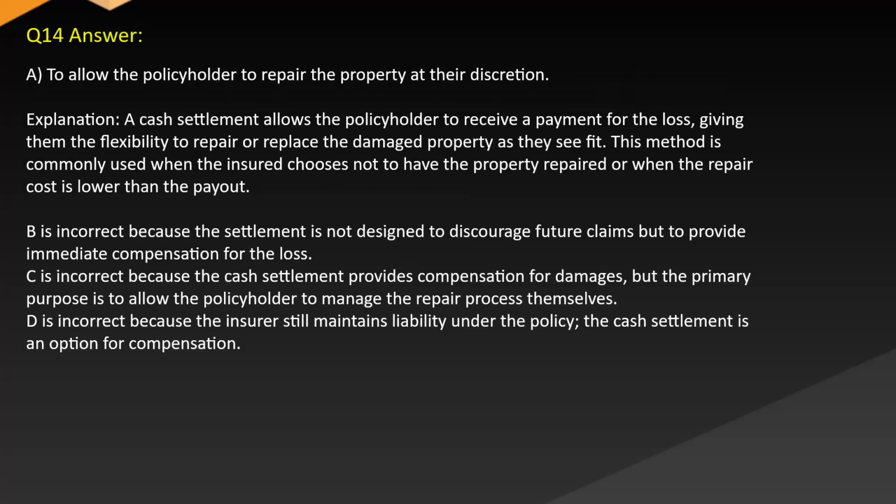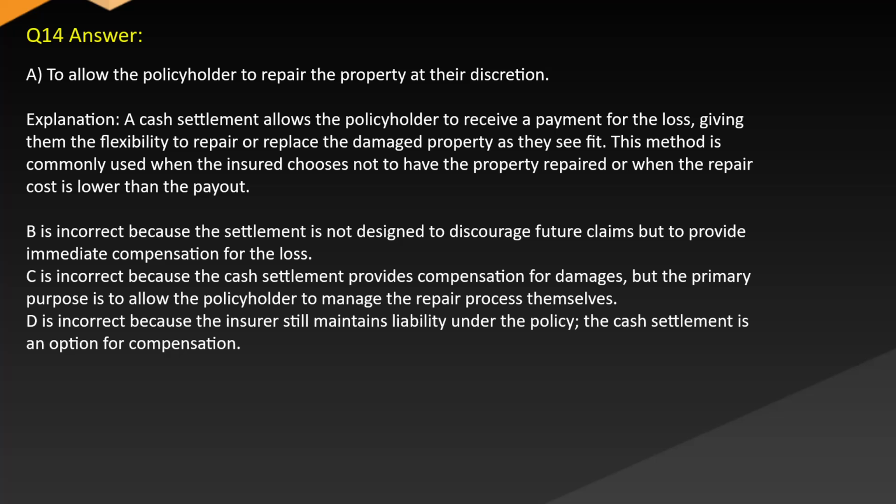Answer: A. To allow the policyholder to repair the property at their discretion. Explanation: A cash settlement allows the policyholder to receive a payment for the loss, giving them the flexibility to repair or replace the damaged property as they see fit. This method is commonly used when the insured chooses not to have the property repaired or when the repair cost is lower than the payout.